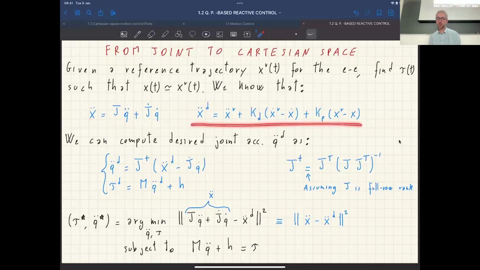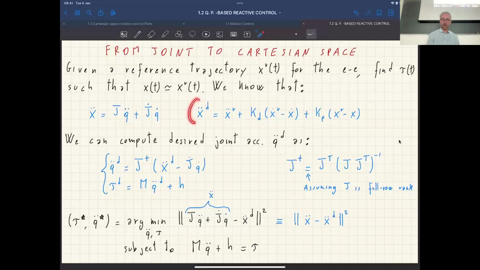Another thing that we can take from last lecture is that to compute the desired accelerations of the end effector, we can rely, as usual, on PD feedback. That's the usual way in which we do feedback control. We compute the tracking error in position, scale it by a constant gain, the tracking error in velocity, scale it by another gain, the derivative gain, and we sum everything up with the reference acceleration of the reference motion.